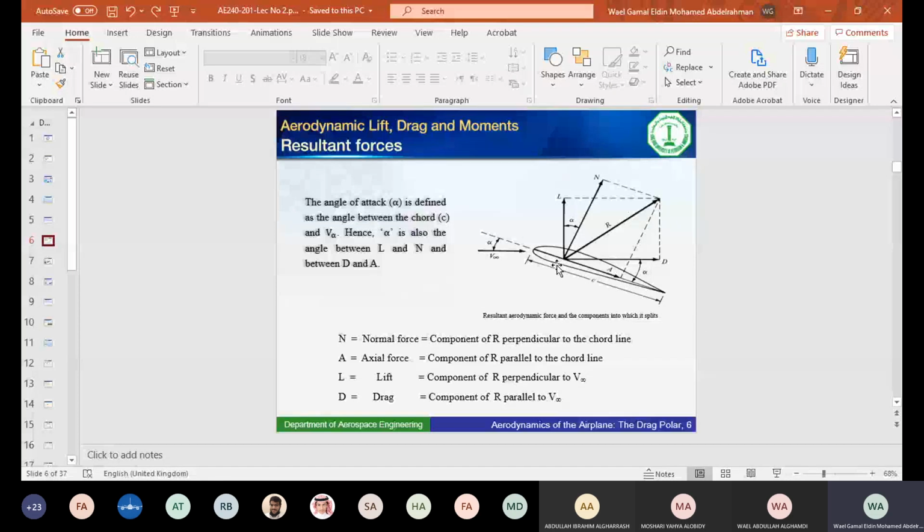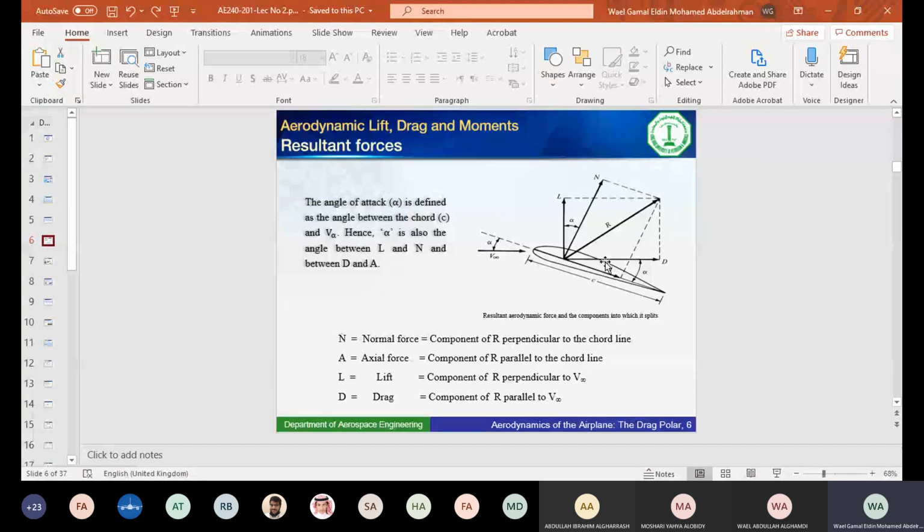But I could also resolve the resultant into two other components. One in the direction normal to the air coming, the free stream air, and we call this the lift. And the perpendicular component, the other one, perpendicular to lift, is the drag component. So I have two axis systems, normal-axial or lift-drag. These are two different systems.